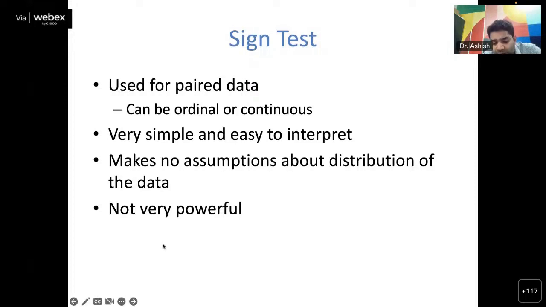One of the disadvantages of the sign test is that it is not very powerful as compared to the t-test. Not very powerful means that you cannot generalize your finding. But there might be certain situations where the test is very costly, so it might not be possible for you to have a large sample size. In that case, the sign test can be a good alternative to your paired t-test.